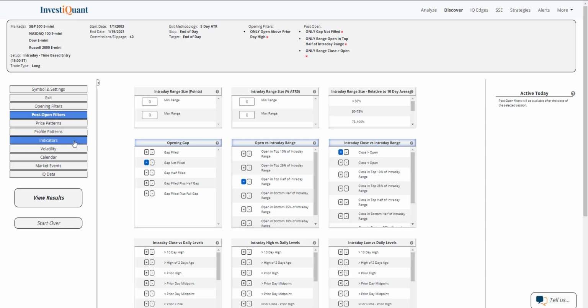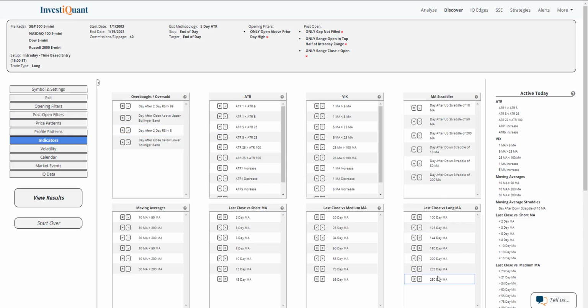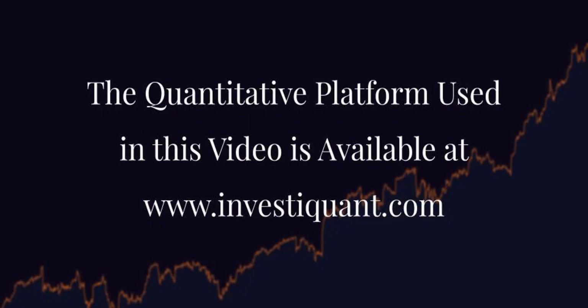And then lastly, I'm going to go into the indicator section, and I'm just going to add above a 200-day simple moving average. Normally, I'm adding a short-term moving average to this as well, but because I don't want to get too light on samples, I'm going to leave the short term out and just go with the longer term here and then click view results.